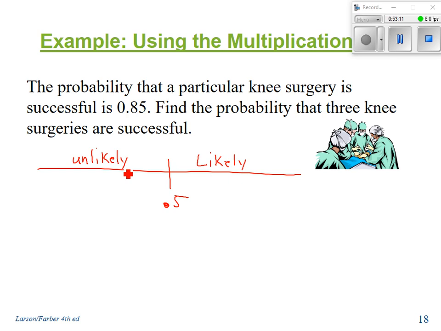That's just saying if we're going to bet on something, we probably want to bet on events that are on this side, because more than 50% of the time we're going to win. But for an event to be unusual, that means it hardly ever happens. That's when it's down here, 5% or less.